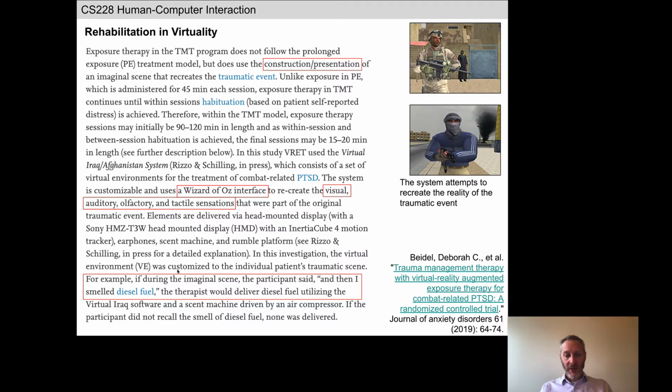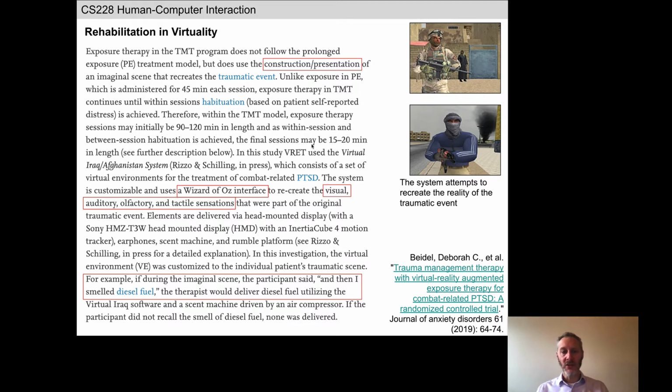In this investigation, the virtual environment was customized to the individual patient's traumatic scene. This is another advantage of VR over traditional rehabilitation systems. It's much easier to customize the system or customize the amount of reality needed to get to the edge of habituation. For example, if during the imaginal scene the participant said, "and then I smell diesel fuel," so they are mentally recounting a traumatic event in this session, the therapist would deliver the scent of diesel fuel utilizing a scent machine driven by an air compressor. So you can imagine there are some significant hardware and software challenges to such a system.